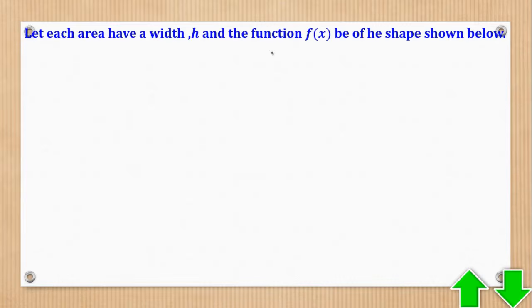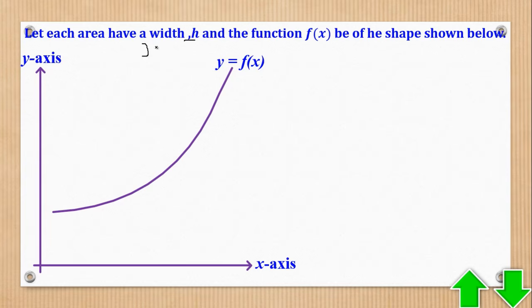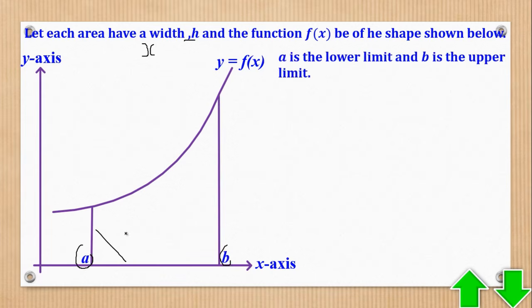So we are going to use strips of width h as we have shown here. So let's first draw the curve. Let the curve be of that shape, which is y equal to f(x). Then they told us that the area we want starts from x equal to A up to x equal to B. So this is x equal to A and this is x equal to B, so the whole of this is the required area. So how do we estimate that area using trapezium rule?